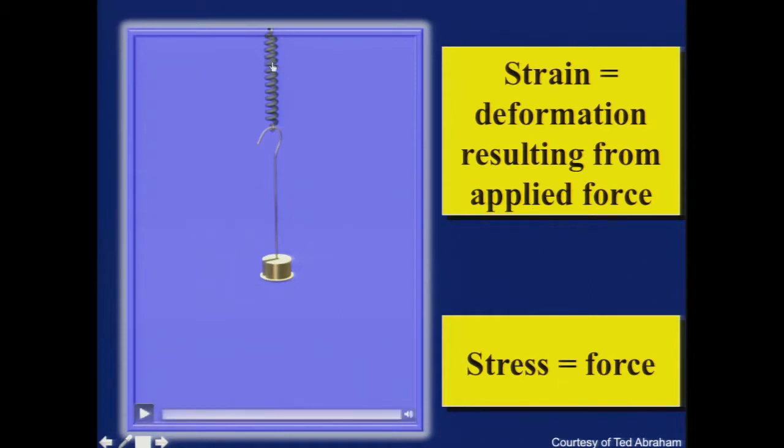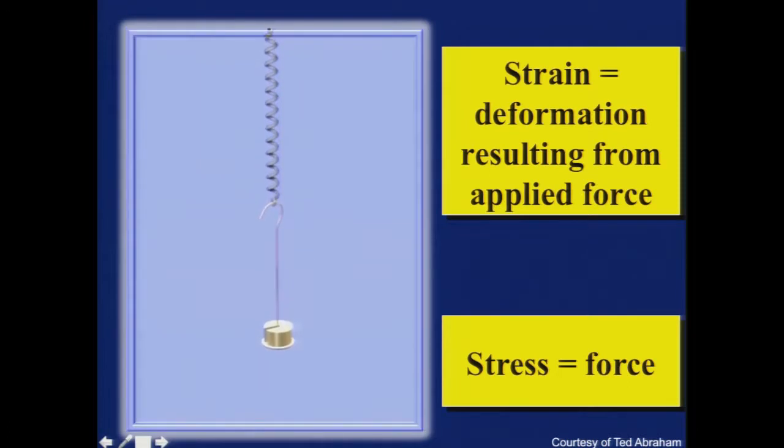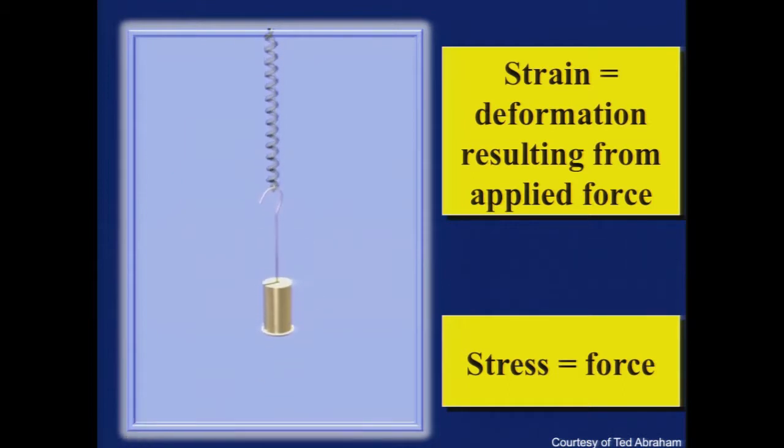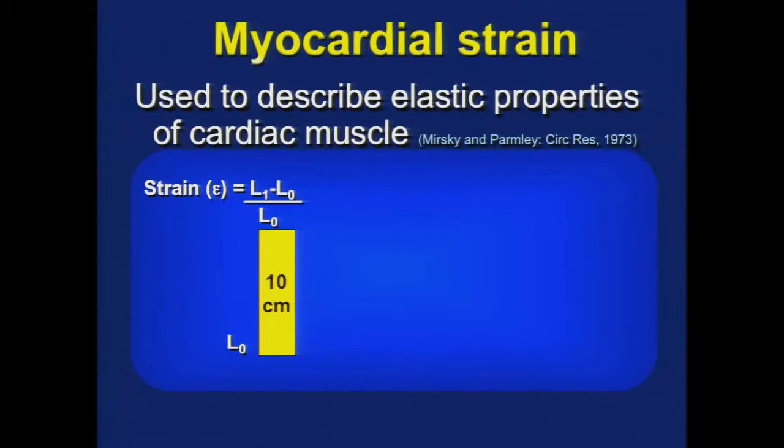So here we see a spring attached to a weight, and we'll play this animation, and you'll see that as we add an additional weight, the spring deforms more, it gets longer. Add more weights, there's more deformation, strain increases. Take away the stress by removing weight, less deformation, less strain. So again, strain in mechanical terms is used to describe the deformation of an object.